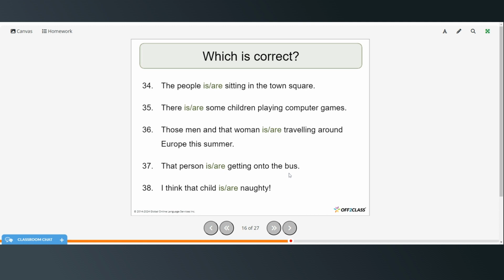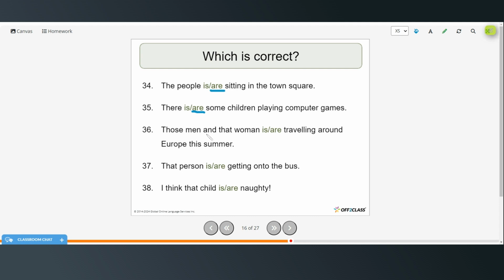All right, again, you're going to choose the correct form of the verb. Try that on your own, pause the video, and then restart when you're ready to check your answers. Okay, the people are sitting in the town square. Again, people is plural, so we need are. And here we have to look at the subject children. Children is plural, so we'd have to say there are some children playing computer games.